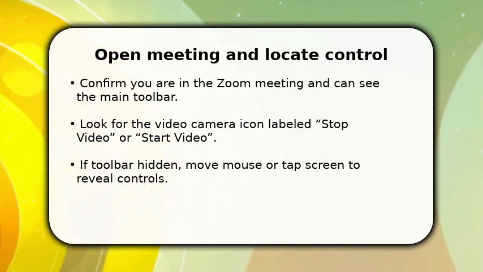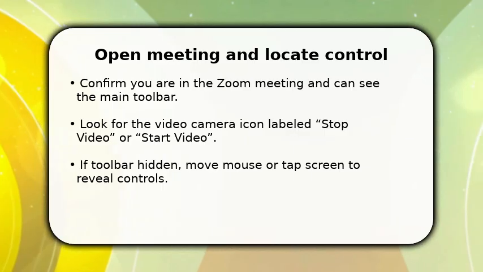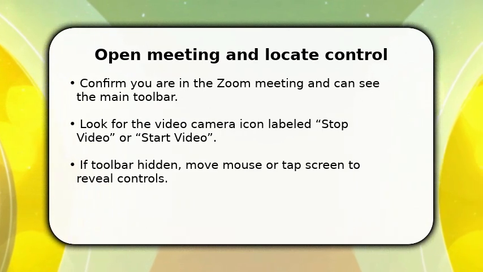Make sure your toolbar is visible. On mobile, tap the screen. On desktop, move the mouse. This immediate action is the only straightforward way to stop broadcasting your camera without leaving the meeting.